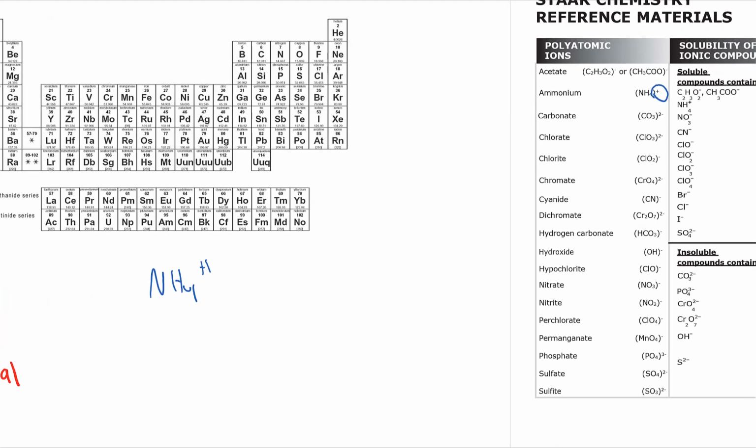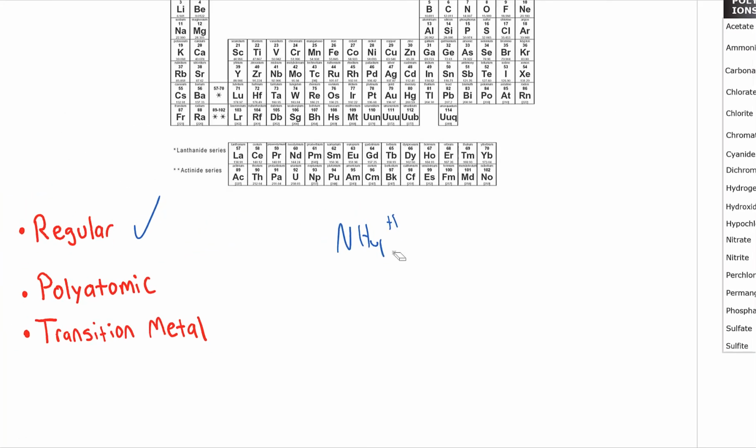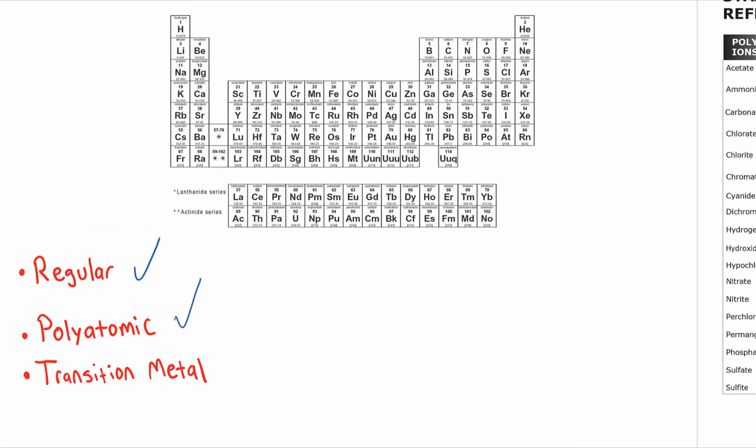If I want to know what the charge of, let's see, cyanide is, it's negative 1. The charge of chromate, negative 2. Charge of perchlorate, negative 1. You just look it up. So polyatomic charges, you never figure out. You always just look up. Check. Next, transition metals. The transition metals are these right here.